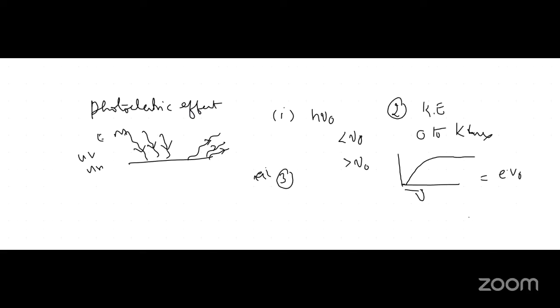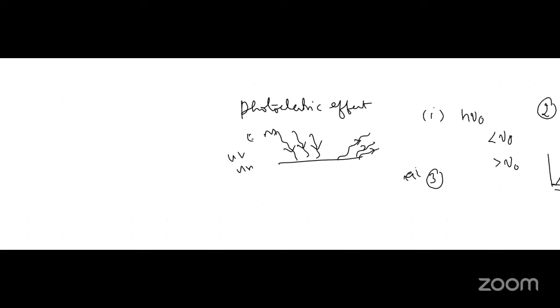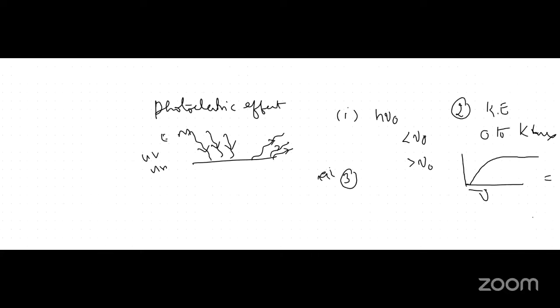If you go for the classical theory, what are the failures we have in the case of the classical theory? We'll see here the failures of classical theory.